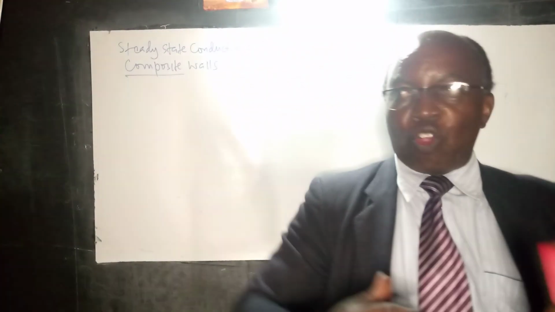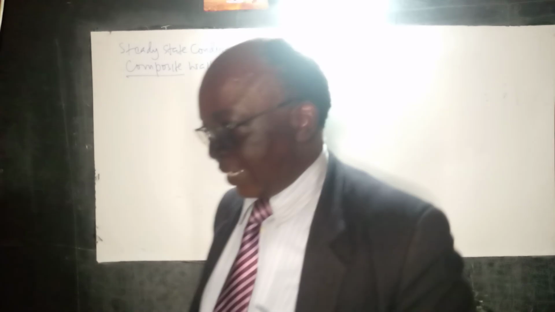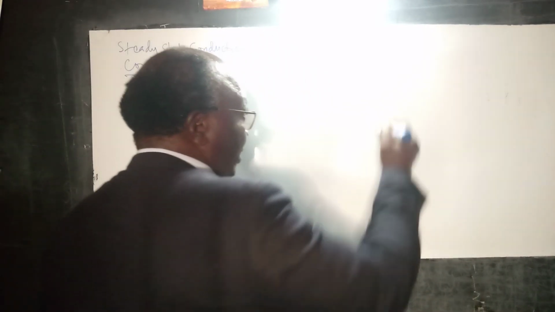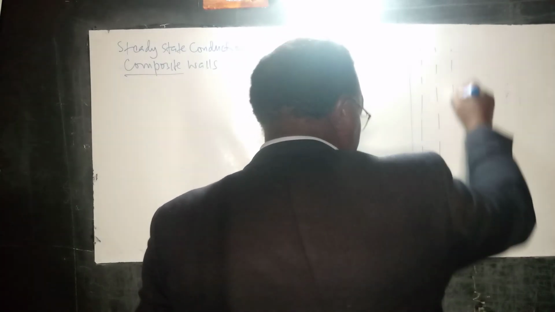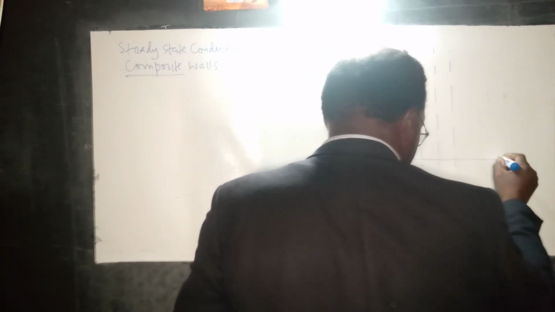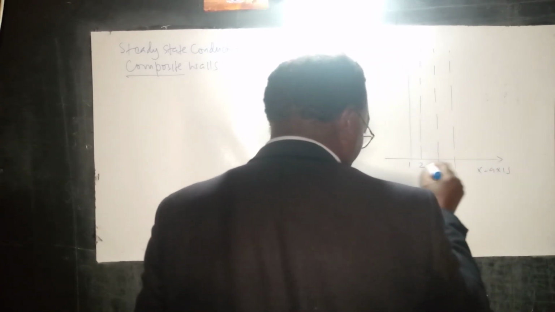So when you're talking of composite, it means that it has several components. Composite comes from the word components. So when you're talking of these composite walls, it means there are several walls. Let's take three walls. And of course, as in our earlier lectures, all these are perpendicular to some axis. Let's call it the x-axis. So let's call the first wall 1, 2, the other one 3, the other one 4.